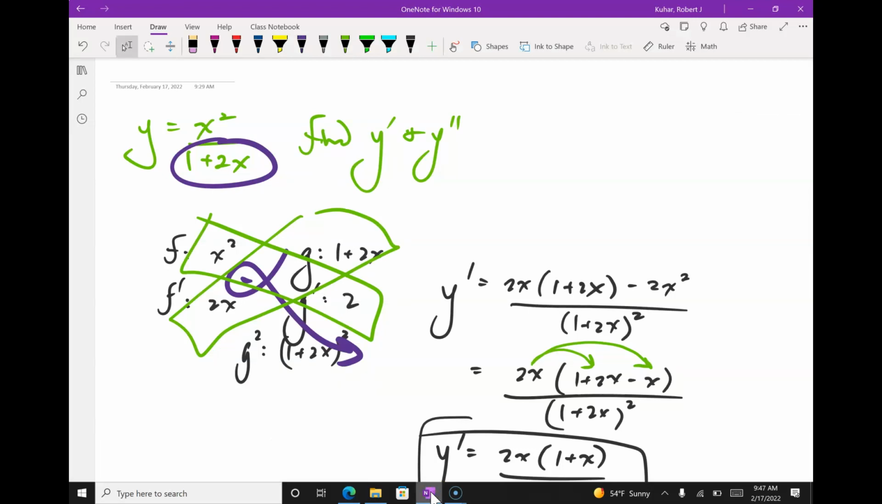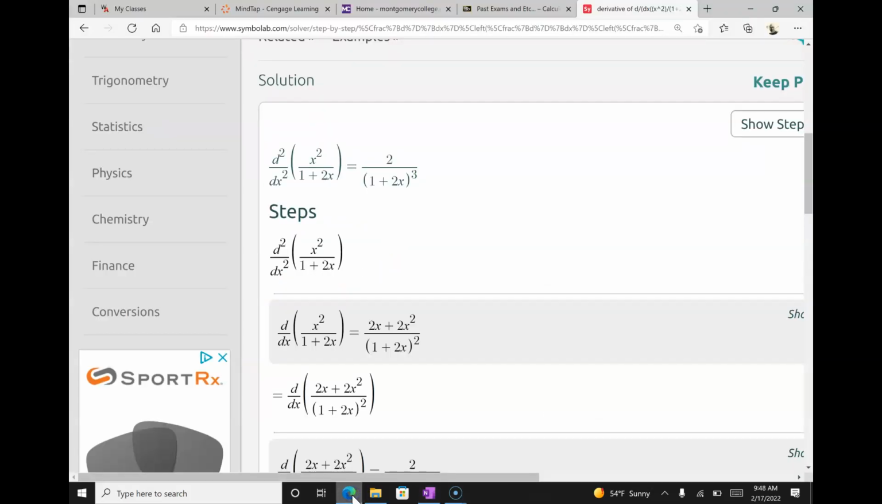Symbolab. S-Y, like symbolic. Symbolab.com. Wolfram Alpha will do it. I'm sure there's several others. This one almost will do every problem we have in Calc 1 and 2. I don't know if it handles Calc 3. Calc 3 is multivariable, so no longer just X and Y. We start to go into 3D and more.